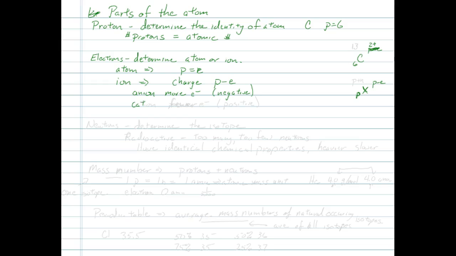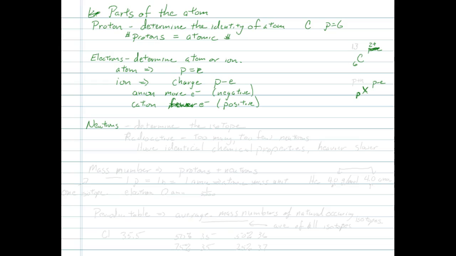You can have a cation, which means you have fewer electrons than protons. You're always changing the number of electrons, you're never changing the protons, because that would give you a different element. You have fewer electrons, which would give you a positive ion.